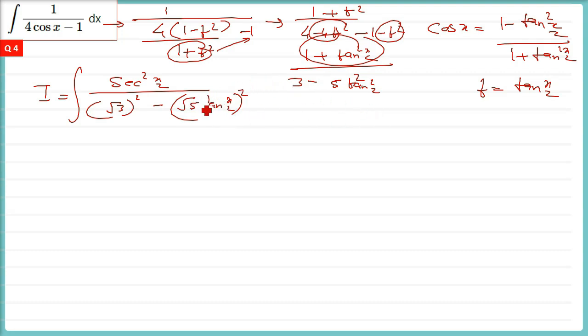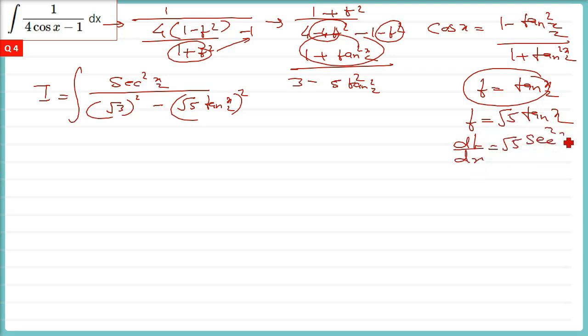Now, previously we have always taken t equals tan x by 2 whenever we encounter this. But now we have root 5 tan x by 2, and we need to get rid of this in order to make it equivalent to integrable equations we have. So now I'm taking t equals root 5 tan x by 2. dt by dx will be equal to what? Root 5 times derivative of tan x by 2 will be sec square x by 2. And we have to differentiate x by 2 also. That will give you 1 by 2.